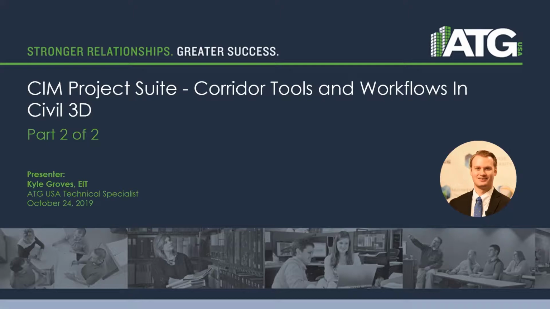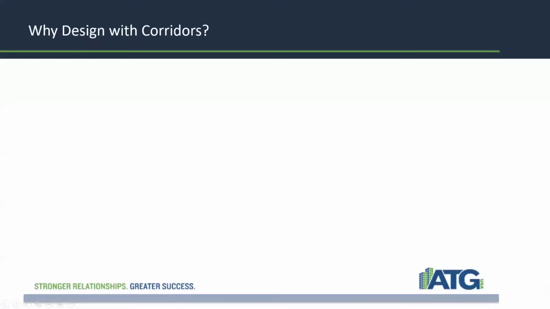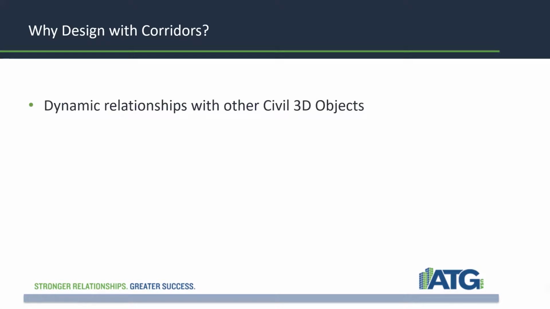with corridors. But before we go any further, I want to just refresh ourselves on some of the reasons why we're interested in designing with corridors in the first place. Corridors give us an ability to maintain a dynamic relationship with other Civil 3D objects in ways that the other tool sets just aren't designed to, especially not the grading object that some people might be tempted to use for those relationships between all those feature lines.